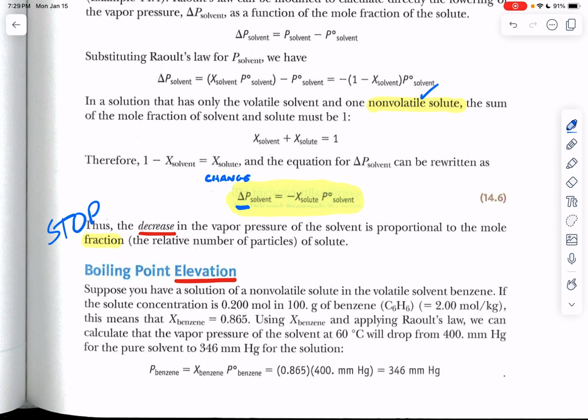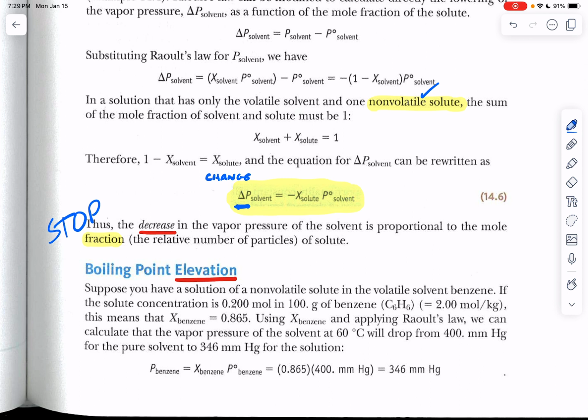We can also find the change in the pressure. And when we find the change in pressure, instead of using the mole fraction of the solvent, which is what we did earlier, we're going to use the mole fraction of the solute. And the negative sign is because we are depressing or lowering the pressure. We're finding how much the actual pressure is going to go down as a result of adding this amount of solute to the solvent.